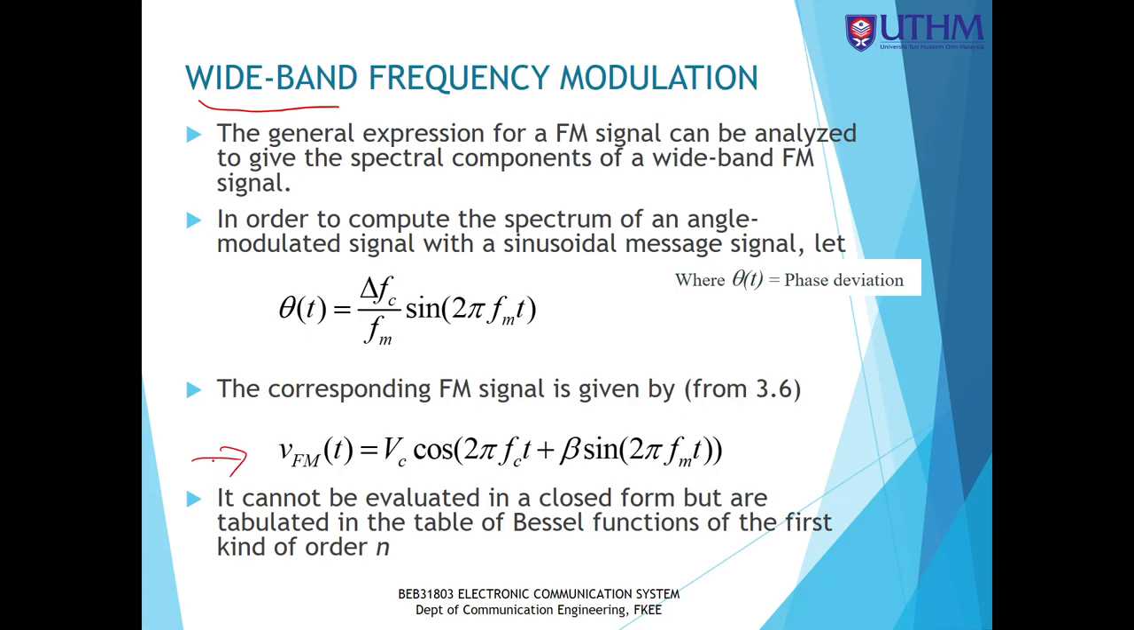The equation for FM, remember that this is a general equation: VC cos 2 pi FCT plus beta sine 2 pi FMT. The notes like to use a cosine function because it is easy, because we only need to handle positive. So this is the general equation for FM. The parameter that determines the size of the bandwidth is this beta. The bigger the beta parameter, the bigger will be the bandwidth. Lagi besar nilai beta, lagi besar nilai bandwidth of the FM.